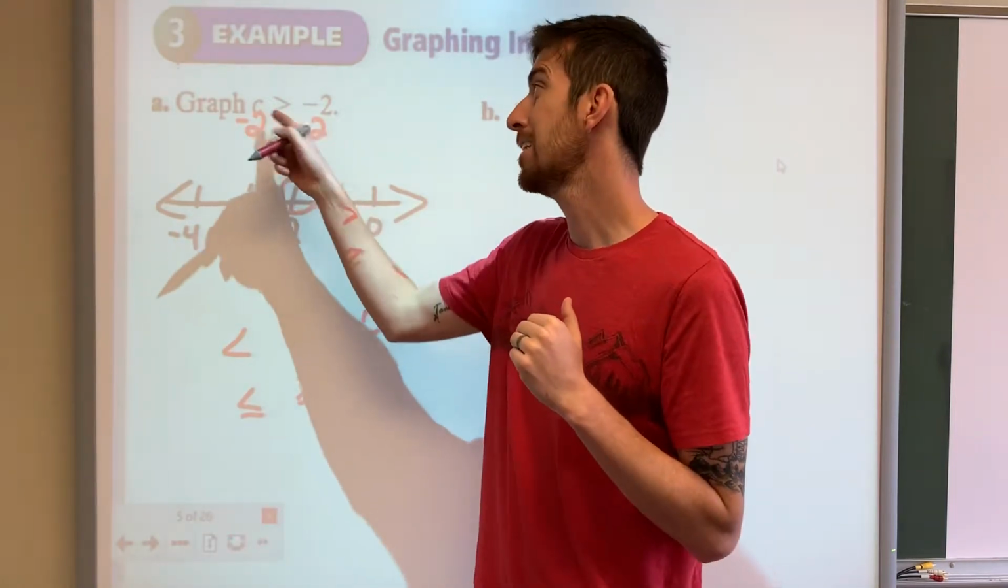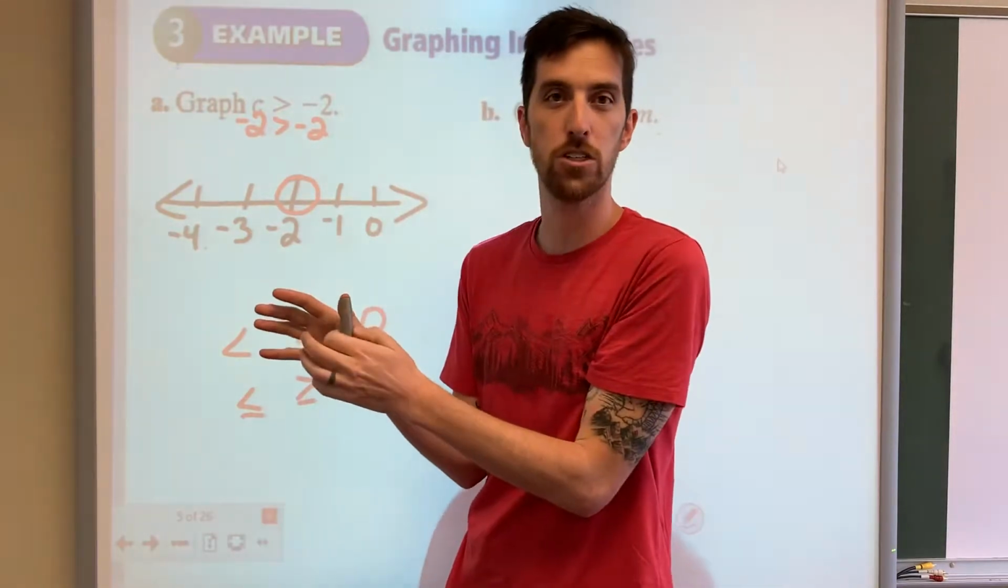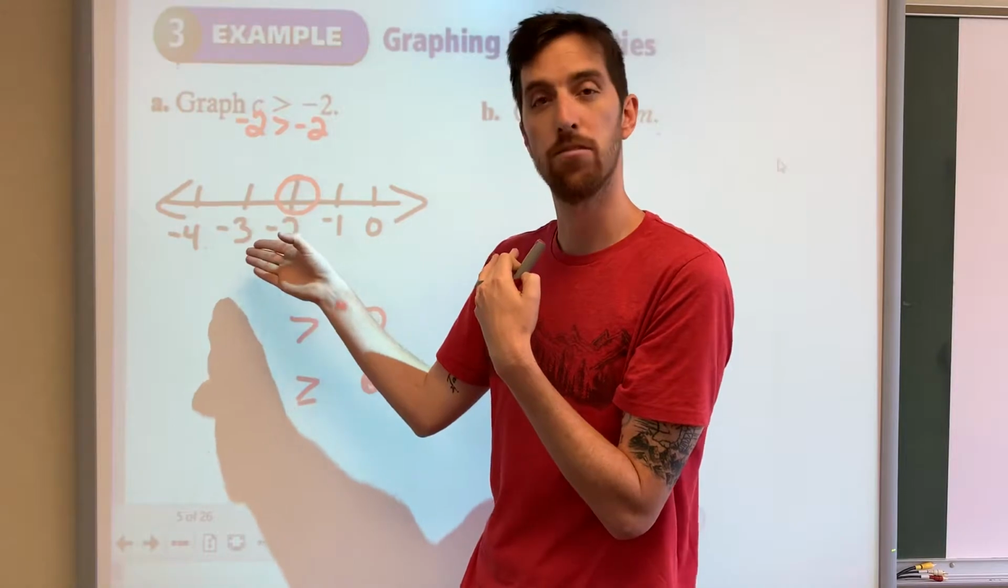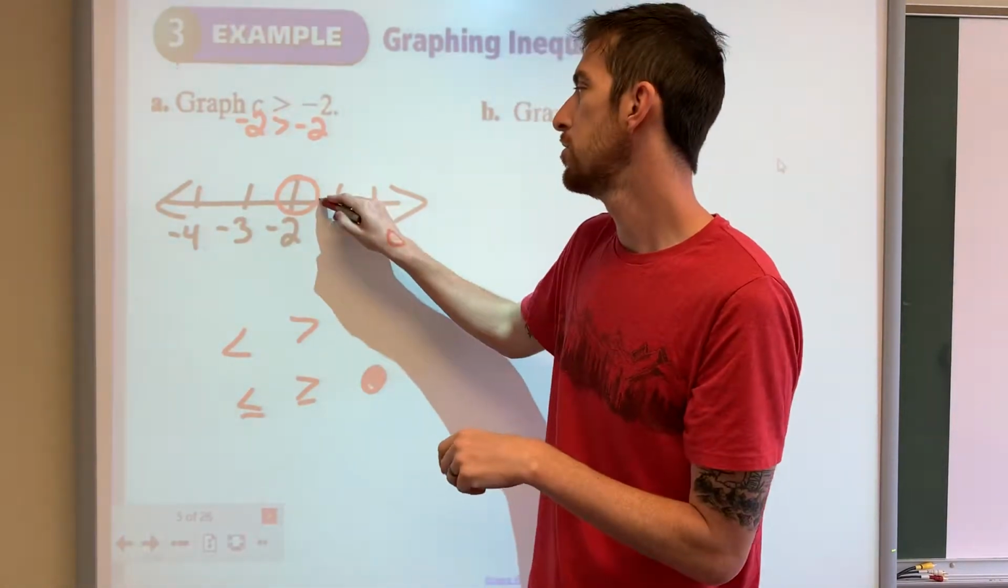Now this is saying C is greater than, so look at the number line. Which direction shows numbers that are greater than -2? -4 and -3, or -1 and 0? -1 and 0.